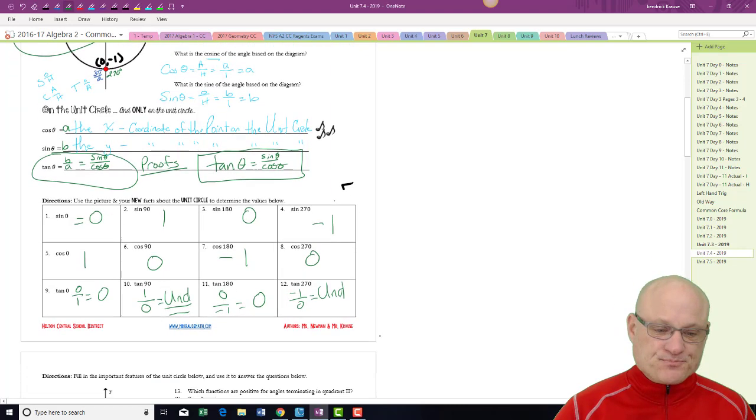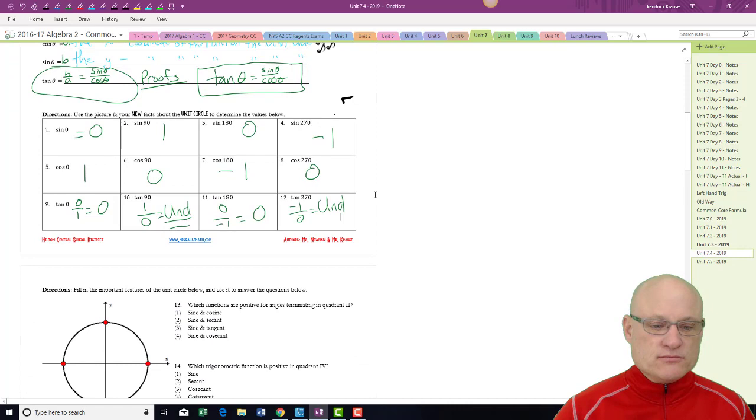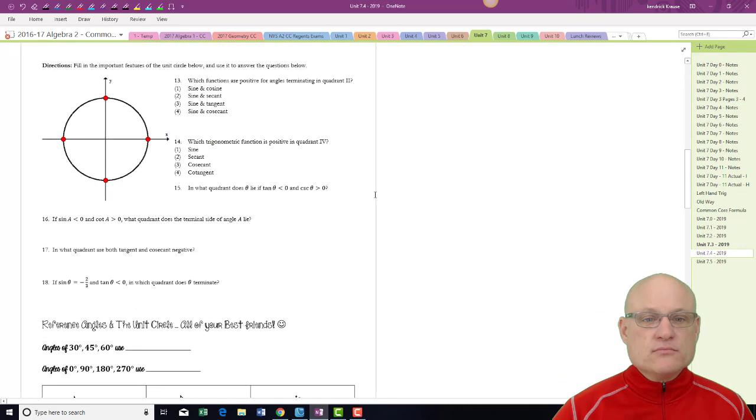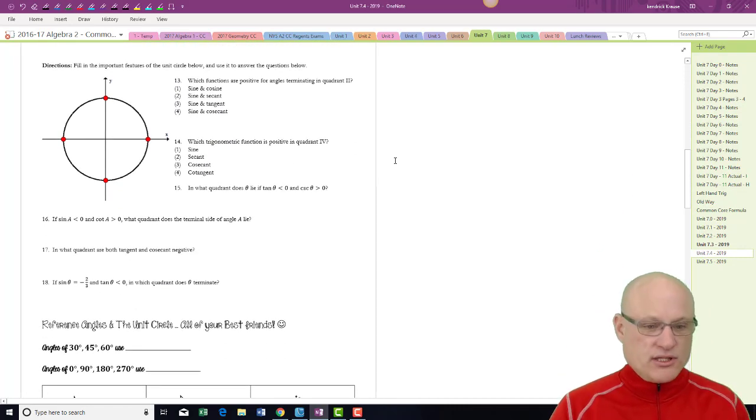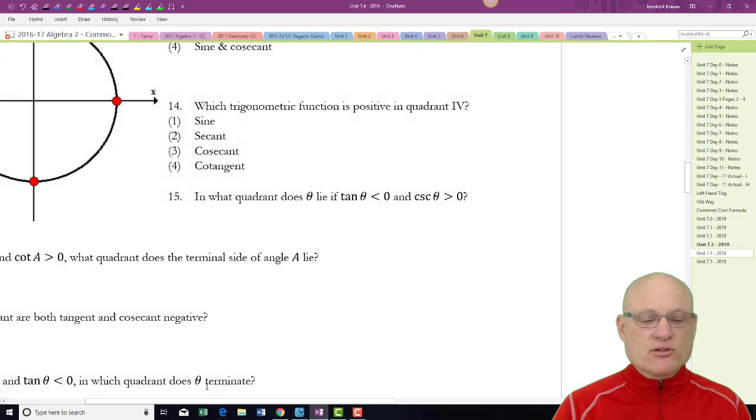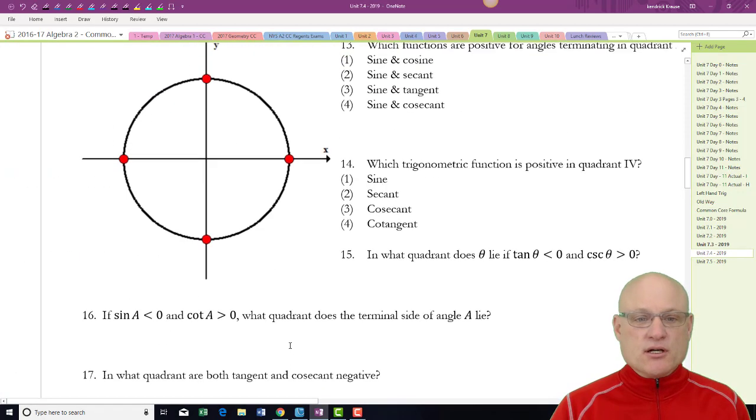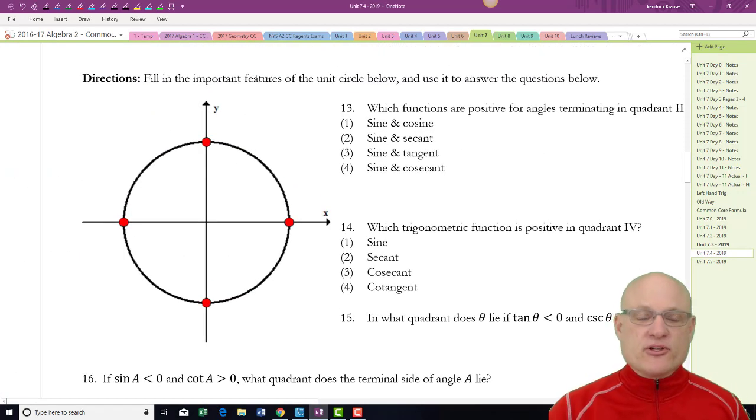All right. So let's blow this sucker up. Probably not something you should say. All right. So we're going to fill in the important features of the unit circle below.